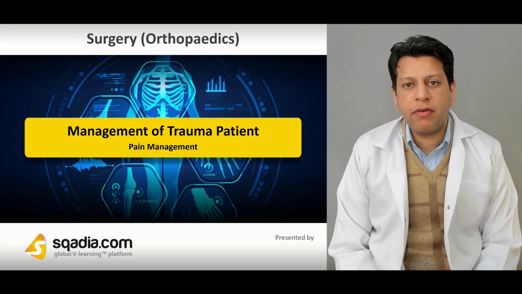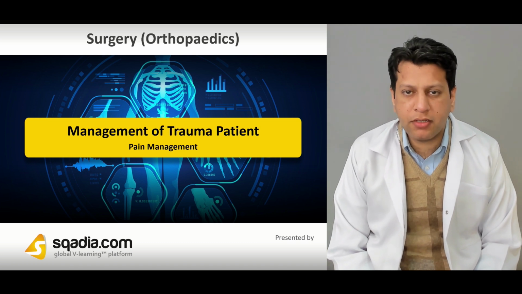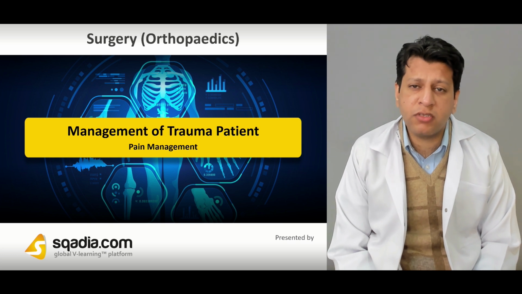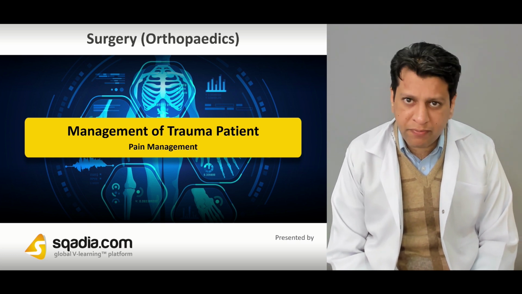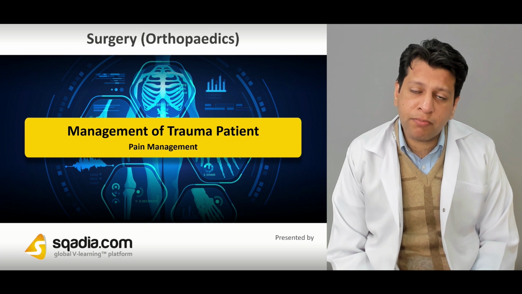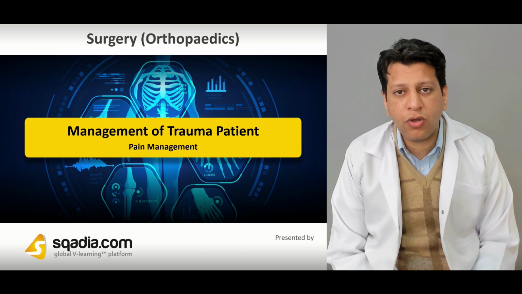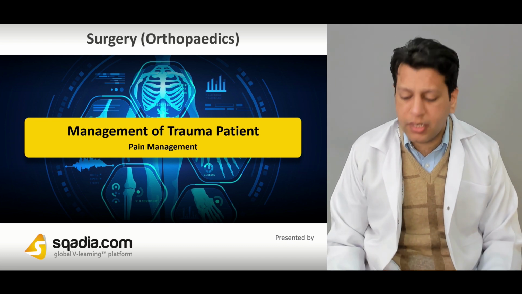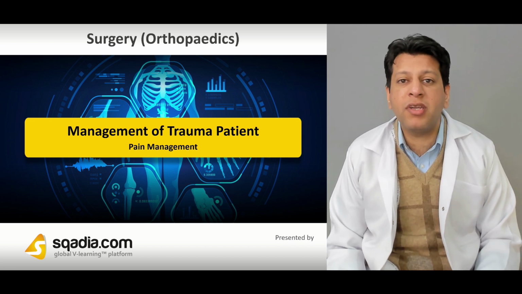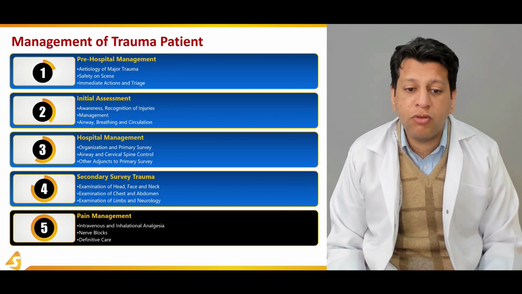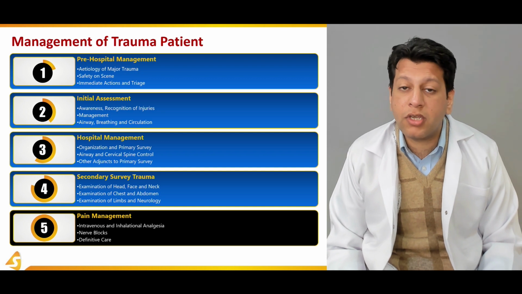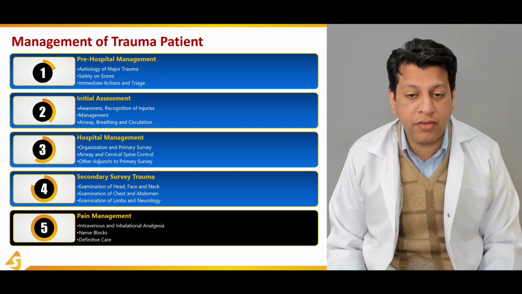Now, coming on to our fifth section, that is the pain management of trauma patients. As you know, the patient probably has multiple fractures and associated multiple visceral injuries, and may be suffering from a lot of pain. So pain management in pre-hospital areas, during the hospital stay and during the transfer is very important. What are the different modalities for pain management? We'll be briefly discussing in this section intravenous and inhalational anesthesia, nerve blocks, and how to shift the patient to definitive care.